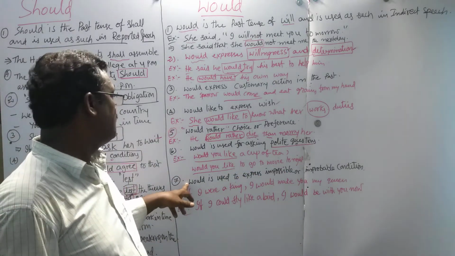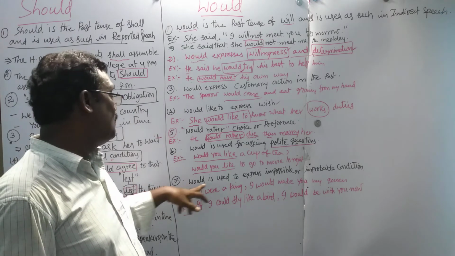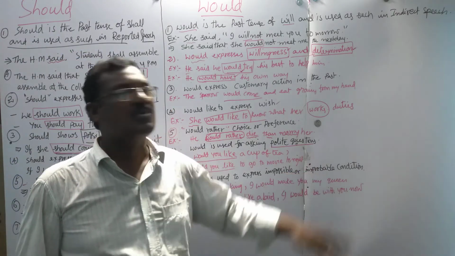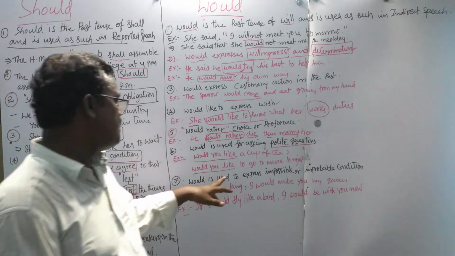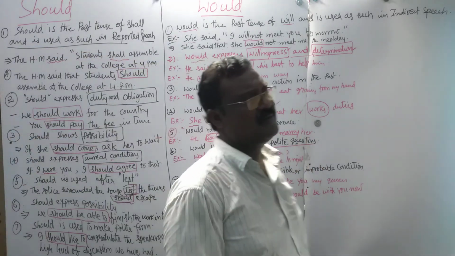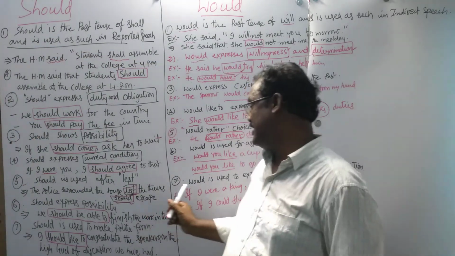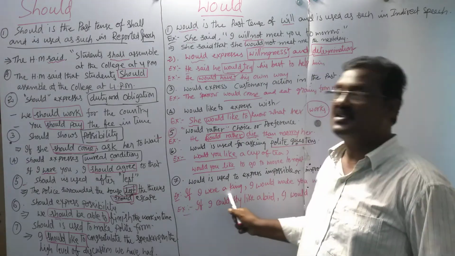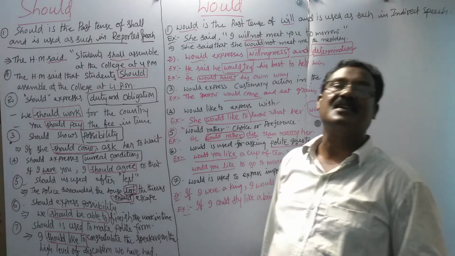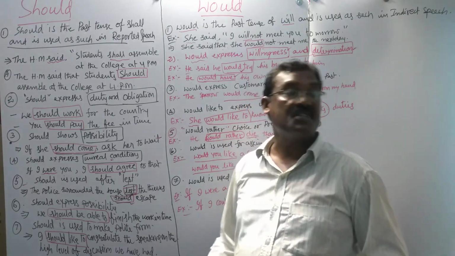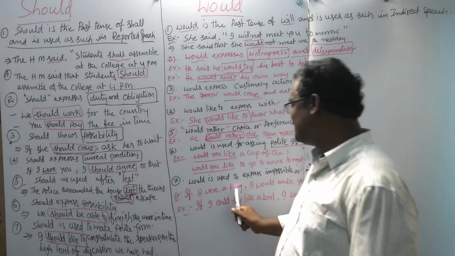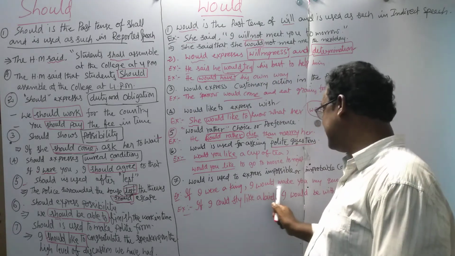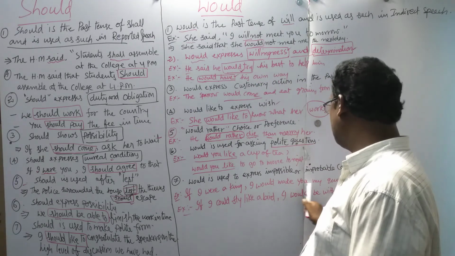Now the last usage of would. Would is used to express impossible or improbable conditions. Here, conditional means we have to understand that the sentence starts with if. This is called the if clause, the conditional clause. The clause which starts with if is the conditional clause. That means in this clause one condition is there. The next one is called the main clause.